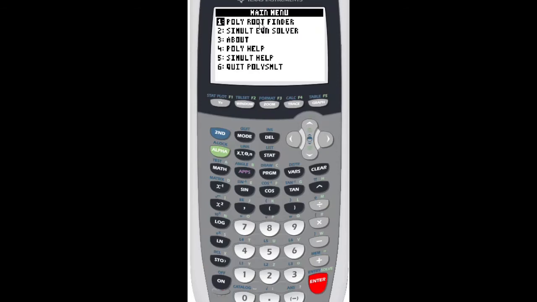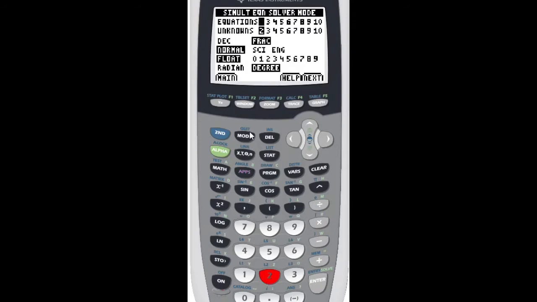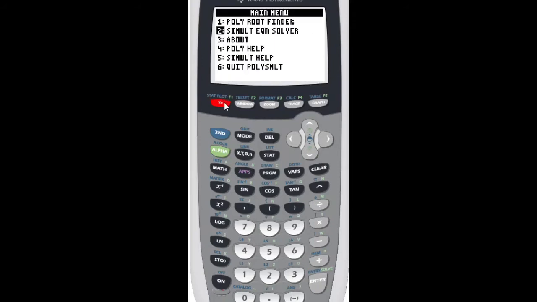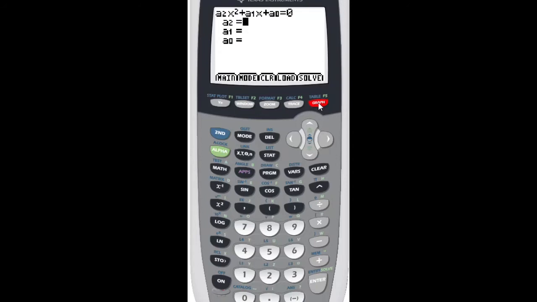Now what we want is the poly root finder, because remember roots, x-intercepts, zeros, those all mean the same thing. And I clicked the wrong one, so I've got to go back. I can click main if you do that. We want number one, poly root finder. It says order is 2. That's talking about quadratics, squared. And it's going to give our answers in real versus imaginary. We click next, which is the graph button.